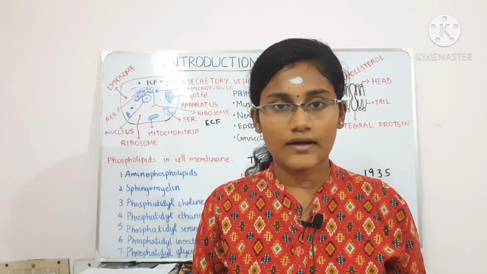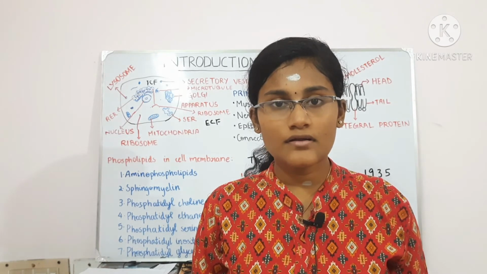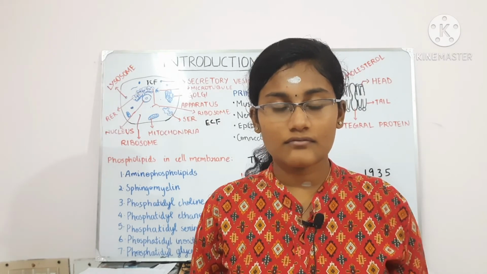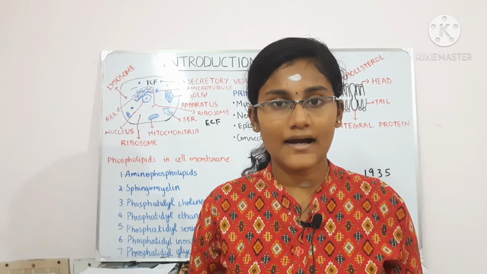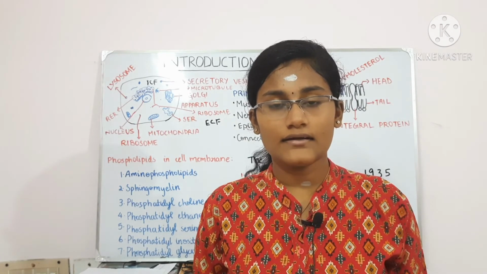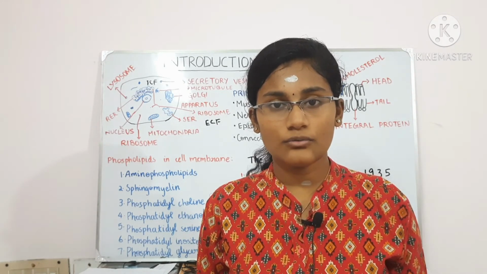I told you there is one electron lucent layer in the central area and two electron dense layers. So the central area is made up of lipids. It is made up of two layers of lipids. That's why it is called a phospholipid bilayer. It is made up of a thin film of lipids which are arranged in two layers.